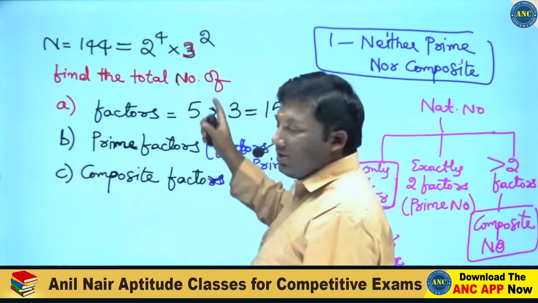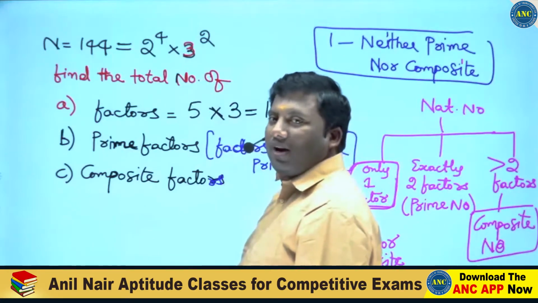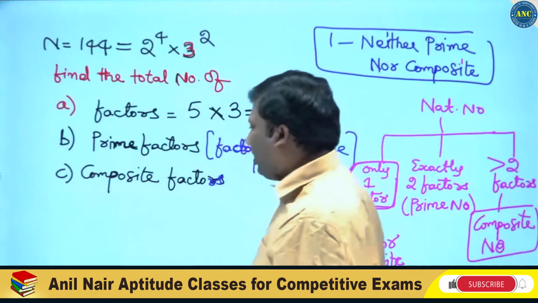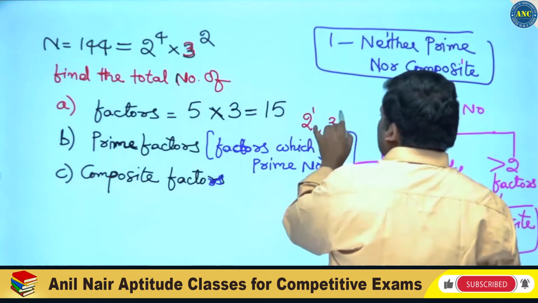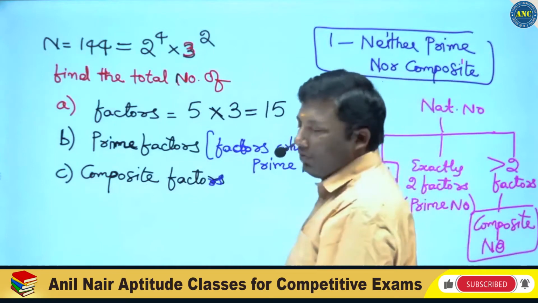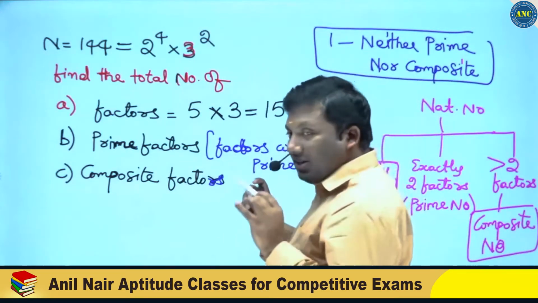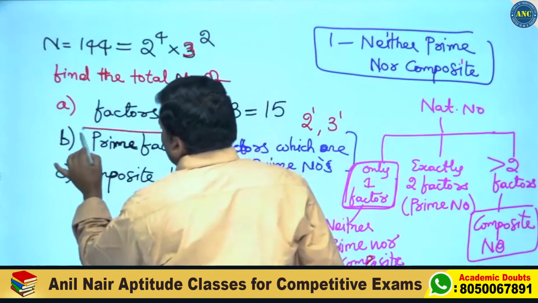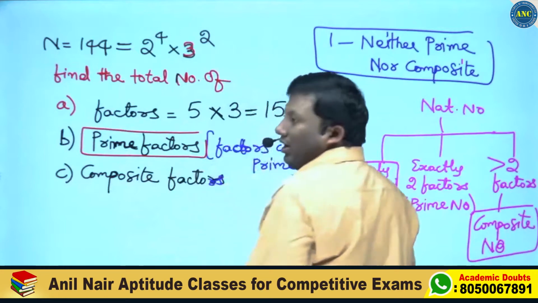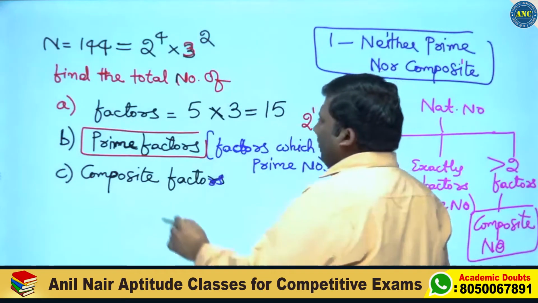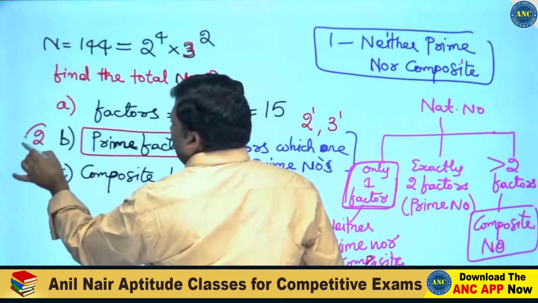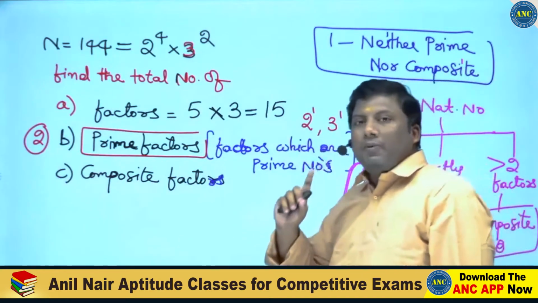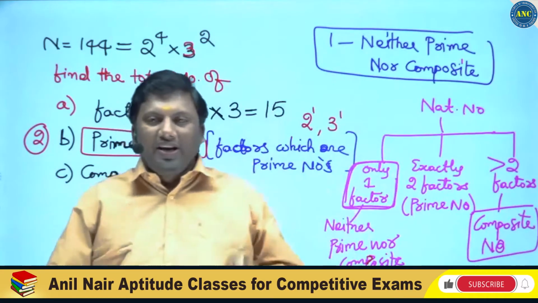Only 2 power 1. Similarly, 3 power 0 is 1, neither prime nor composite. 3 power 1 is 3, so it is a prime factor. 3 square, no. So 2 and 3. That means a single power of a prime number will give you a prime factor. How many prime factors are there? 2 prime factors are there for this number. What are the 2 prime factors? 2 power 1 and 3 power 1. I hope the idea is clear.